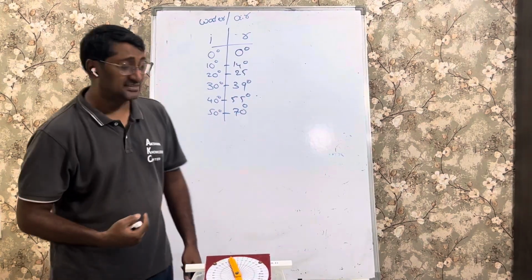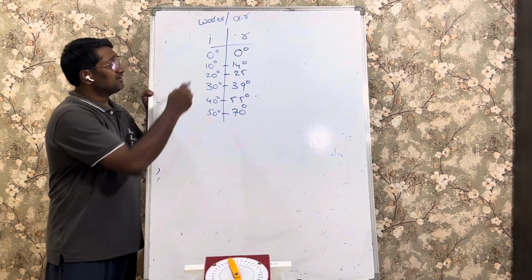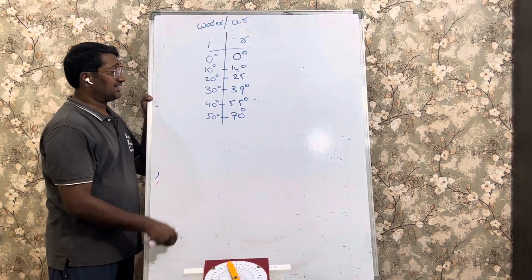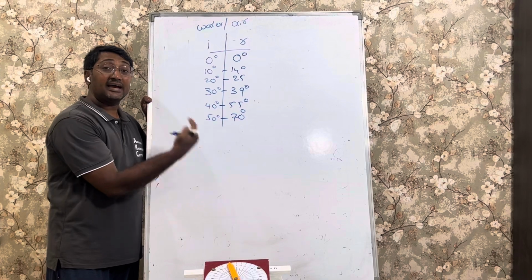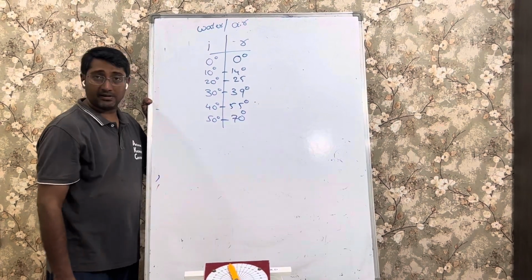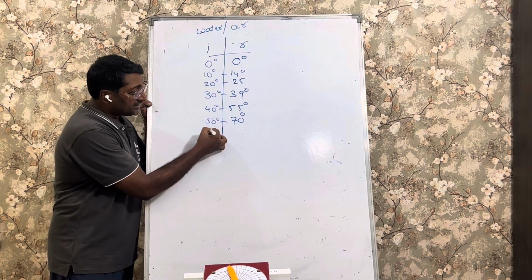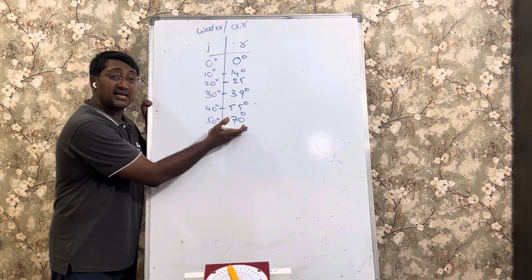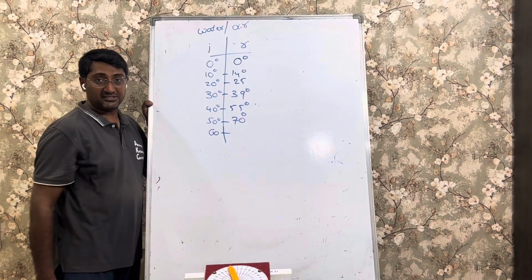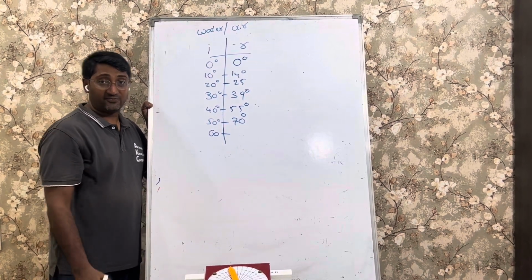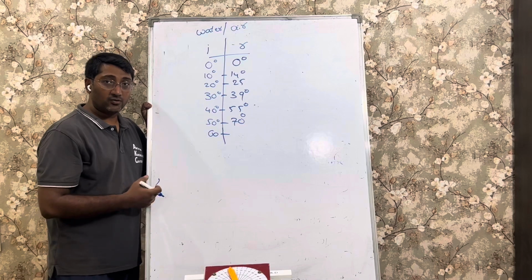Let's analyze these results. Look at this. Incident angle is smaller than the refracted angle, which proves that light bends away from the normal. Okay, and I have stopped at 50 because if I do it at 60, there is a good chance it might cross 90 degrees also. That concept is called total internal reflection. In the next experiment, we are going to address that.